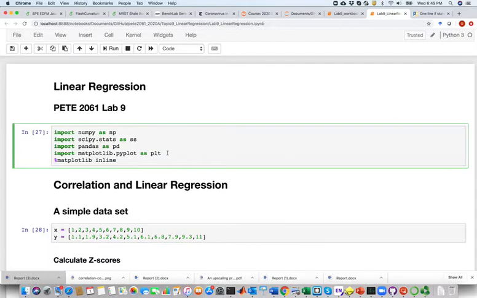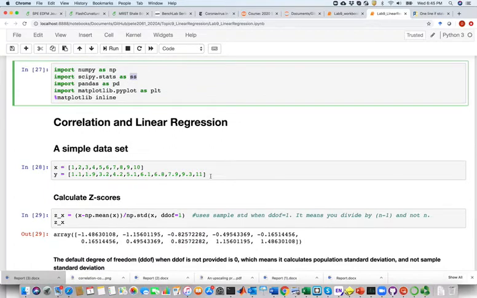You already know the matplotlib library, and pandas for your data frame. And what is new is SciPy. SciPy is the package. This is a class in SciPy, which is the stats class, and it has some functions in it. We're going to be using one of those for linear regression. So when you see SS, it's scipy.stats for statistics.